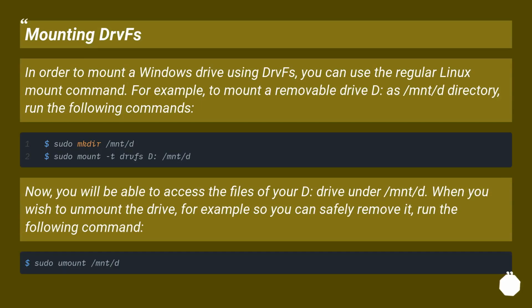From the link Bleeder posted. Mounting DRVFS. In order to mount a Windows drive using DRVFS, you can use the regular Linux mount command. For example, to mount a removable drive D, /mnt/d directory, run the following commands. Now, you will be able to access the files of your D drive under /mnt/d. When you wish to unmount the drive, for example so you can safely remove it, run the following command.